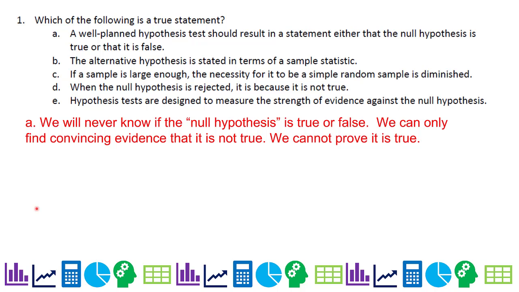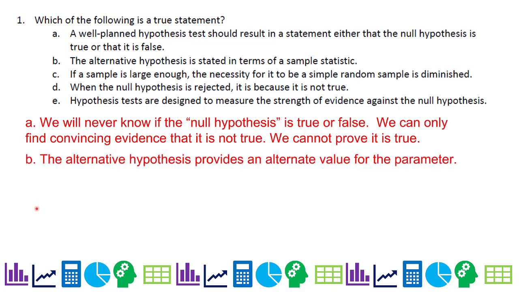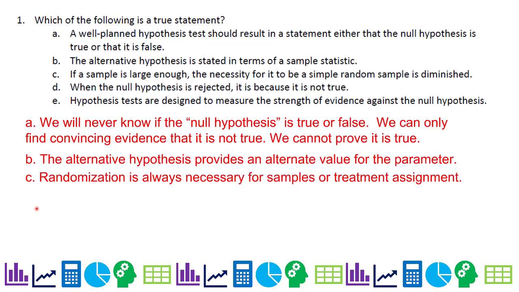Okay, the alternative hypothesis is stated in terms of a sample statistic. No, it's stated in terms of the null hypothesis, so the null hypothesis is saying something about a parameter. And our alternate is saying, hey, we think it's something else about that parameter. If a sample is large enough, the necessity for it to be a simple random sample is diminished. No, we need randomization so we can eliminate bias.